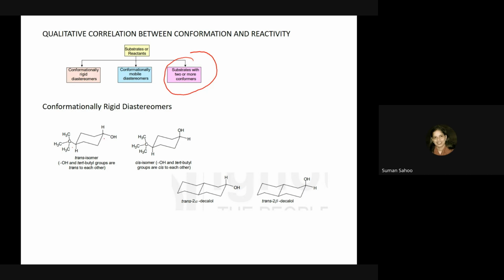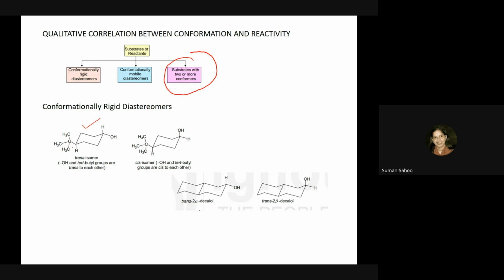And reactivity wise, in some reactions the equatorial one would be more reactive as compared to the axial one, and in some reactions the axial one, that is your cis isomer, would be more reactive as compared to your trans isomer.